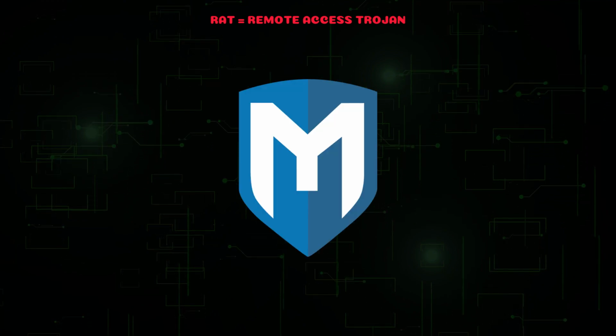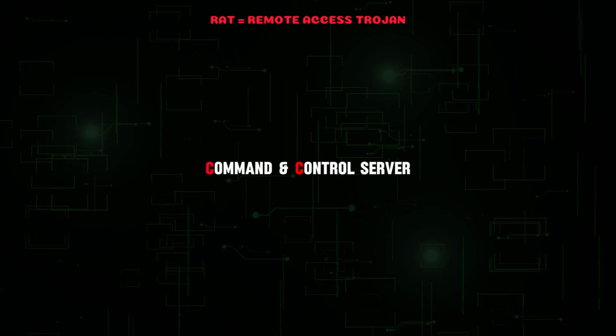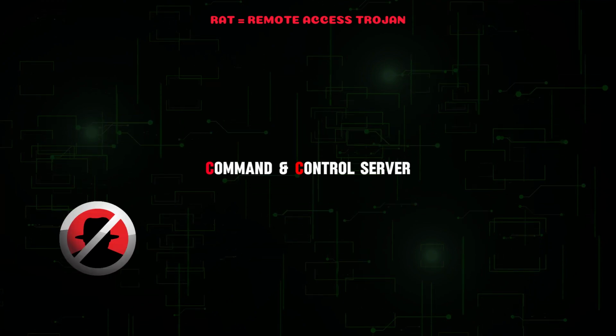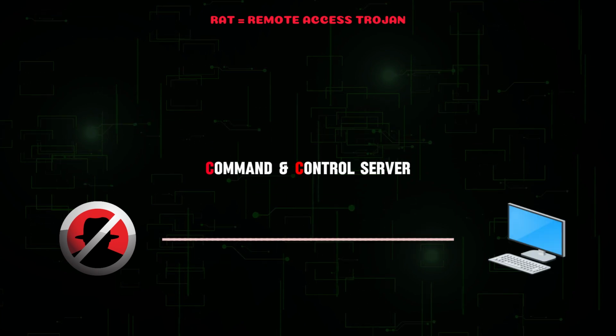After a successful installation, a remote access Trojan achieves direct connectivity to the command and control server, controlled by the attackers. The attackers accomplish this using the predefined open TCP port on the compromised device.